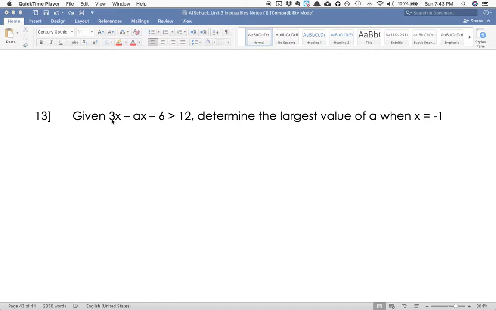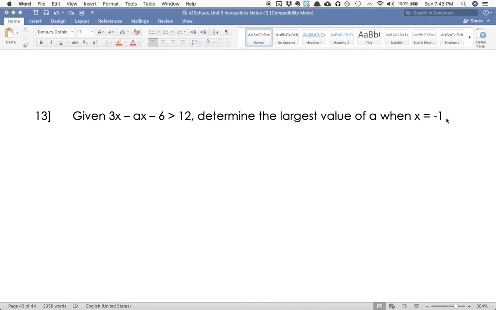It says given that 3x minus ax, and as soon as people see that, by the way, I know people are starting to freak out. Don't. Read through the problem, breathe, take a look, it's okay. Given that 3x minus ax minus 6 is greater than 12, determine the largest value. Well, that we dealt with in 12, right? The largest value that we could have of a when x is equal to -1.